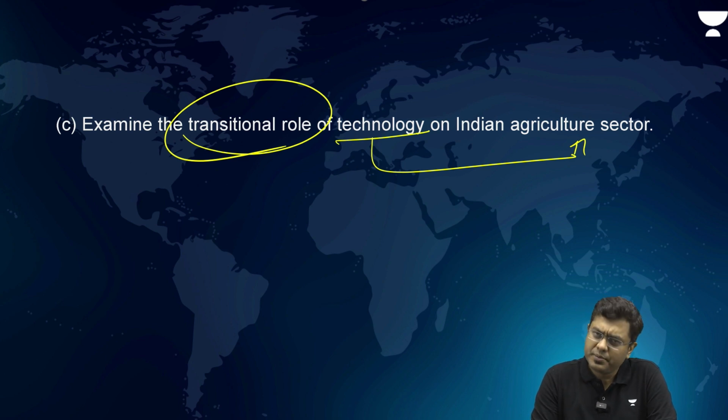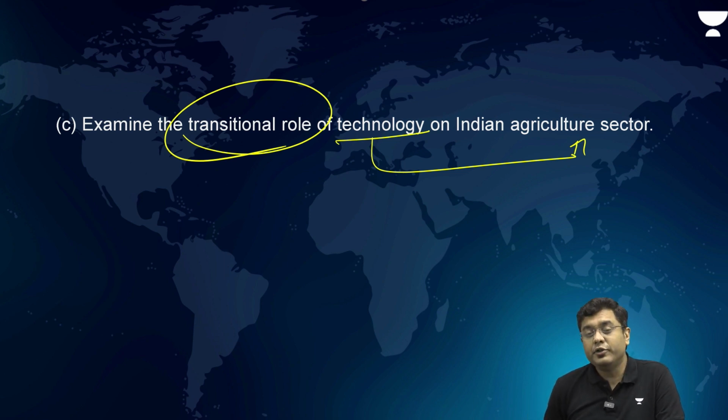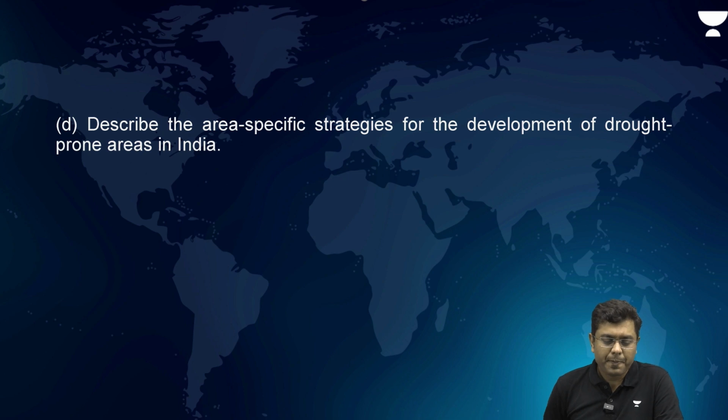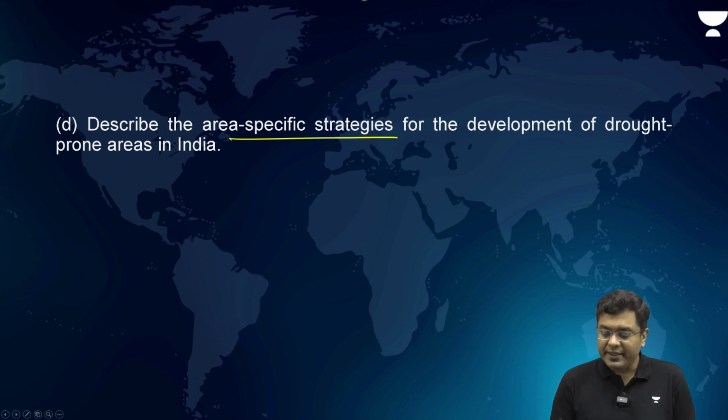Okay. So, at the production side, even when we talk about better varieties of seeds, genetically modified seeds, those drought resistant varieties of crops, those factors, high yielding varieties of seeds, better mechanization has increased the output in many of the regions. All those factors could be talked about. Then, describe the area specific strategies for the development of drought prone areas in India.